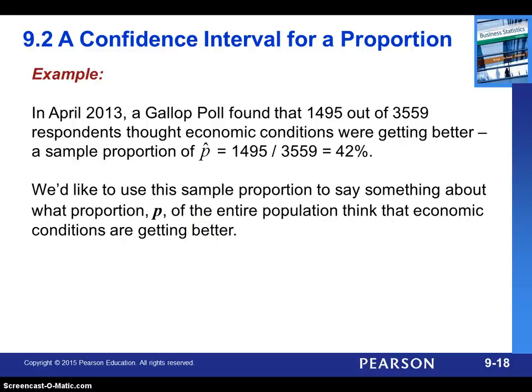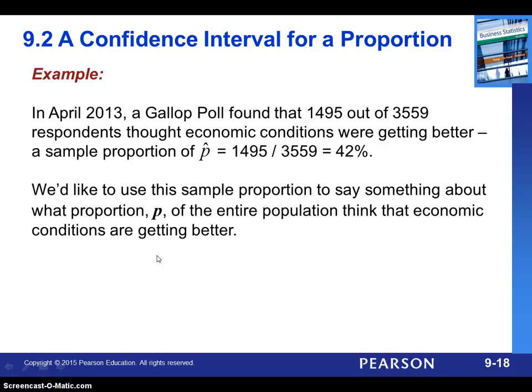Okay, in 9.2 now we're going to talk about how confident we are in that proportion number that we found from taking our samples. That's called a confidence interval for the proportion. So let's start with an example.